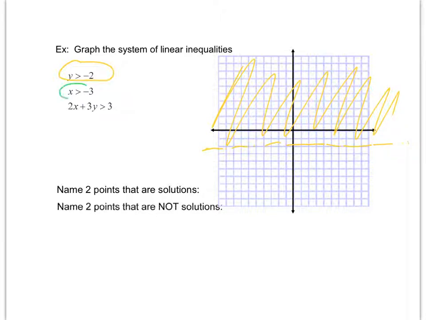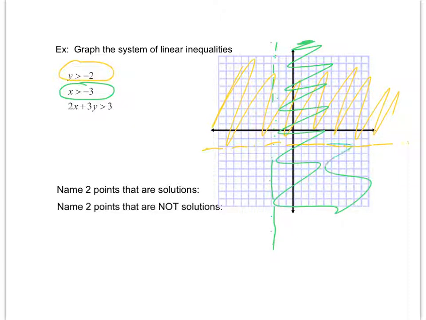Then I'm going to have, I'll do this in green, x is greater than -3. So I'm going to have a vertical dotted line at -3. It's hard to draw this dotted, but there it is. I have everything to the right of that line. So far I have this region, if you want to think about it, this little rectangle, okay?